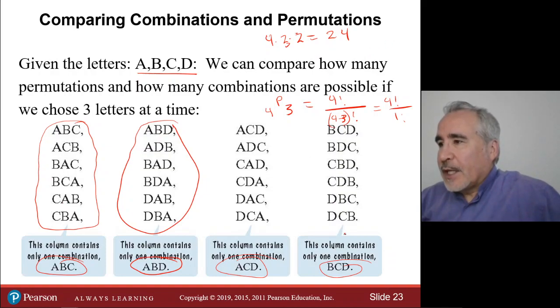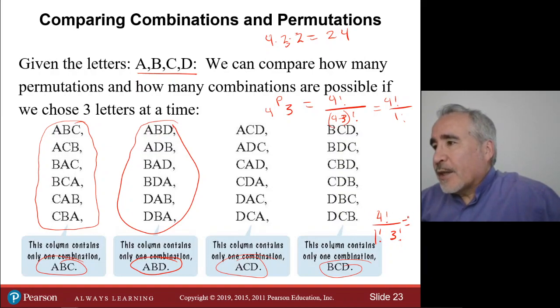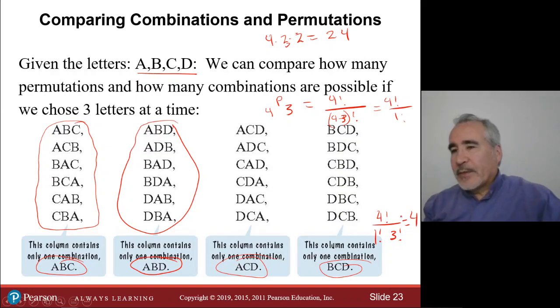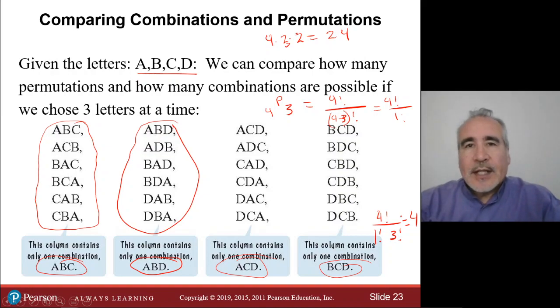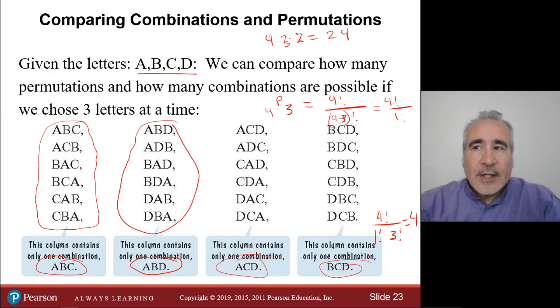So when we think down here of this being a combination, we take the permutation, 4 factorial over 1 factorial, and divide it by 3 factorial. 3 factorial is 3 times 2, which is 6. So what we end up with is 24 divided by 6 is 4. So we're going to see how that directly results in the new formula for combinations.